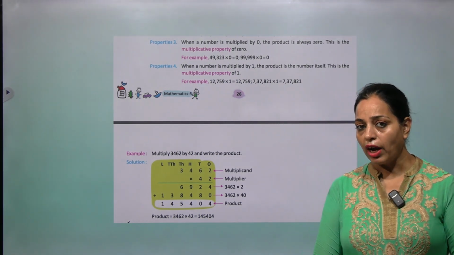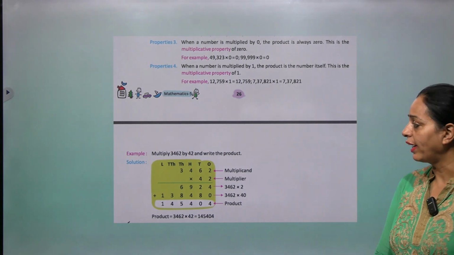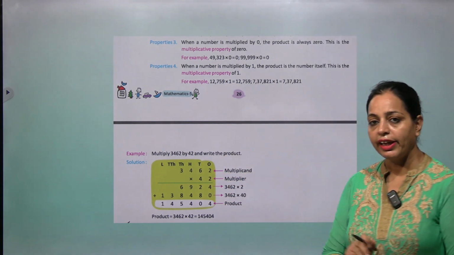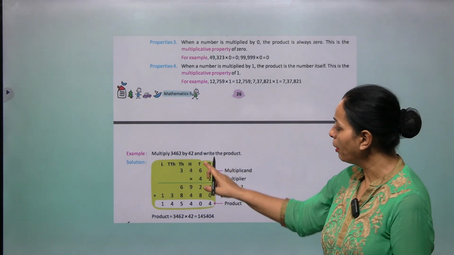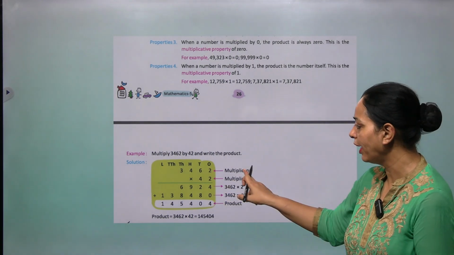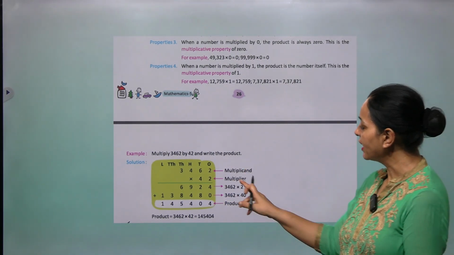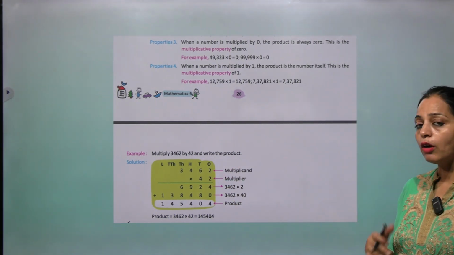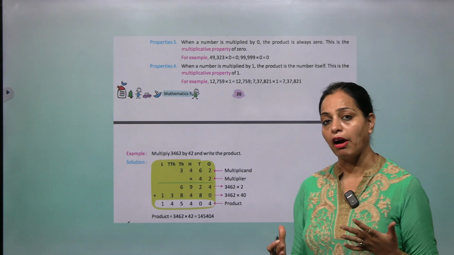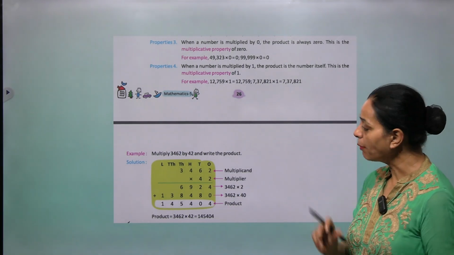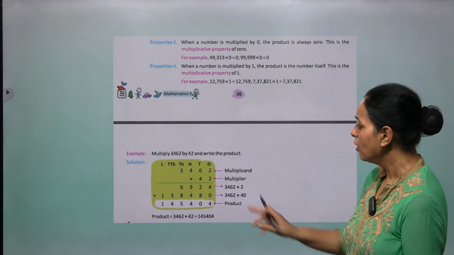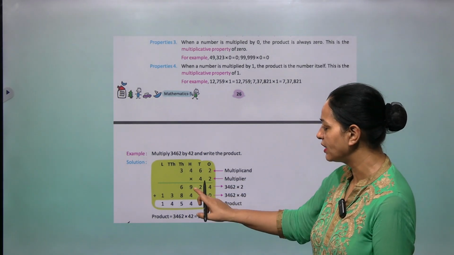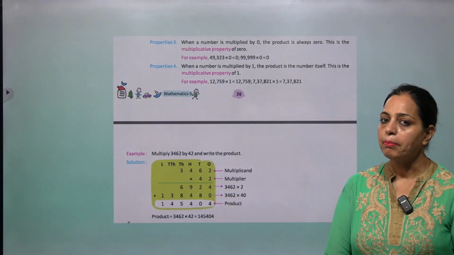Right. Now you can see an example. Multiply 3,462 by 42 and write the product. Now let's see how we will multiply. First we write this bigger number, 3,462, on top and the smaller number, 42, below. The first number is the multiplicand and the second number is the multiplier. Now listen how to proceed. We have to start from the back, the ones digit. First multiply by 2, the ones digit. So 2 2s are 4, 2 6s are 12, and then 2 4s are 8 plus 1 is 9, 2 3s are 6. So this is what you get by 2.